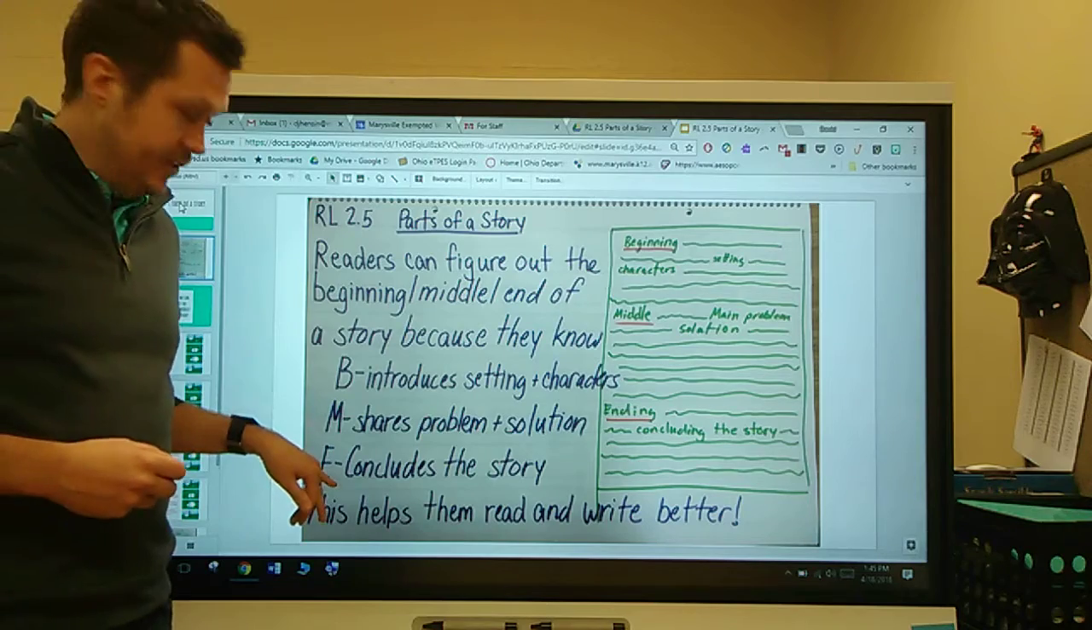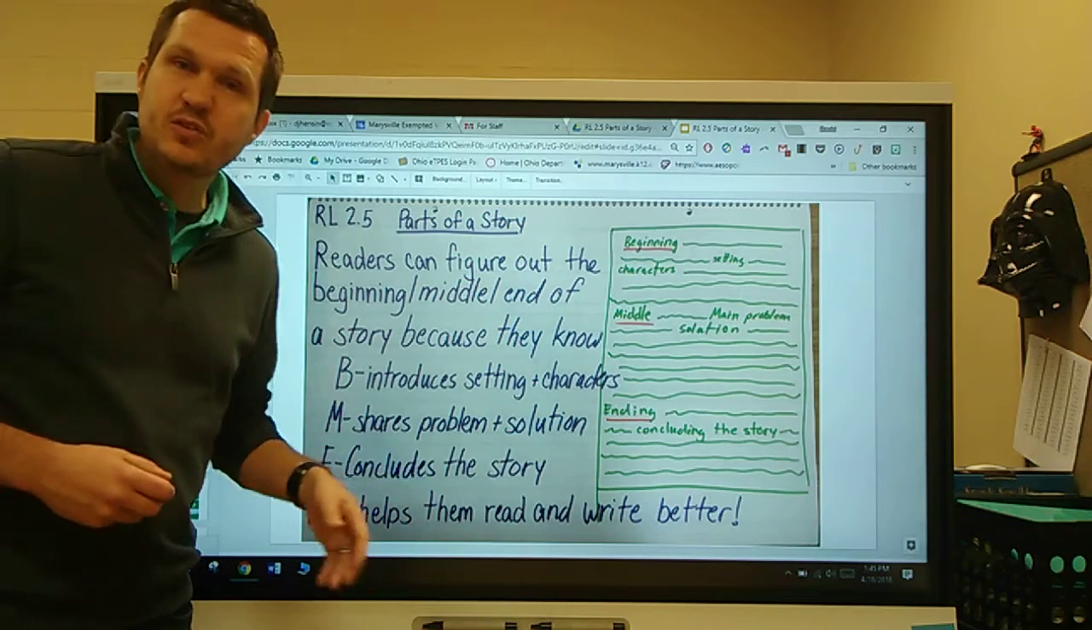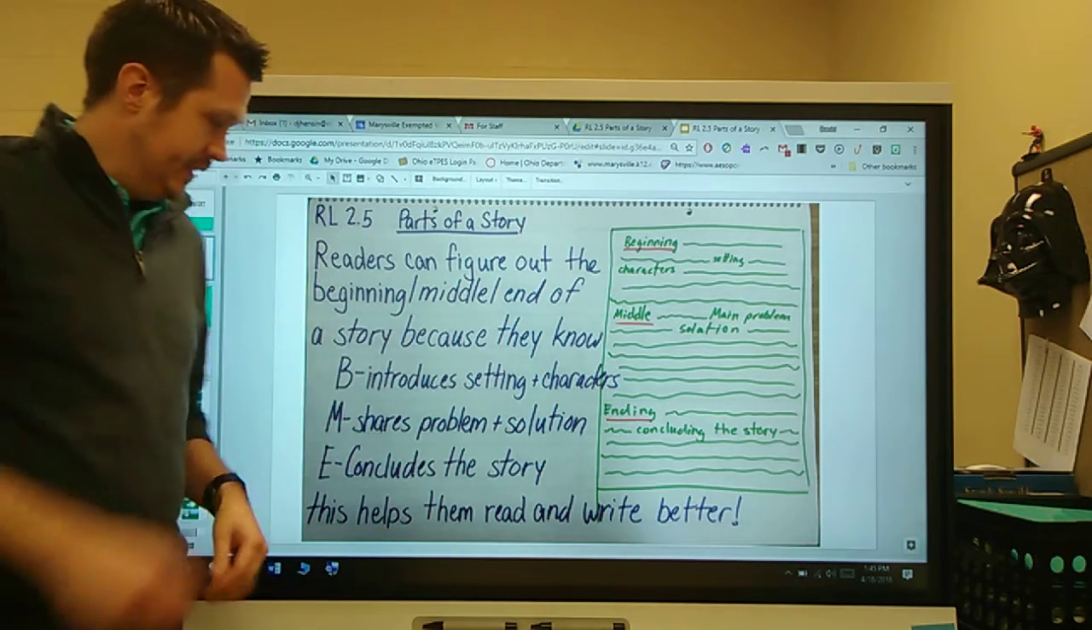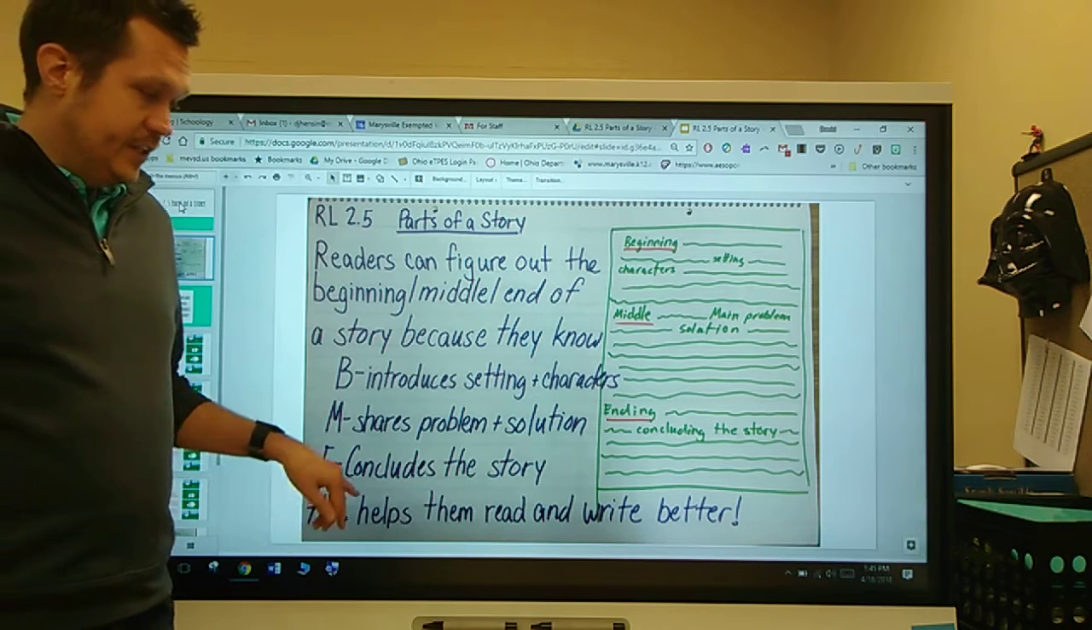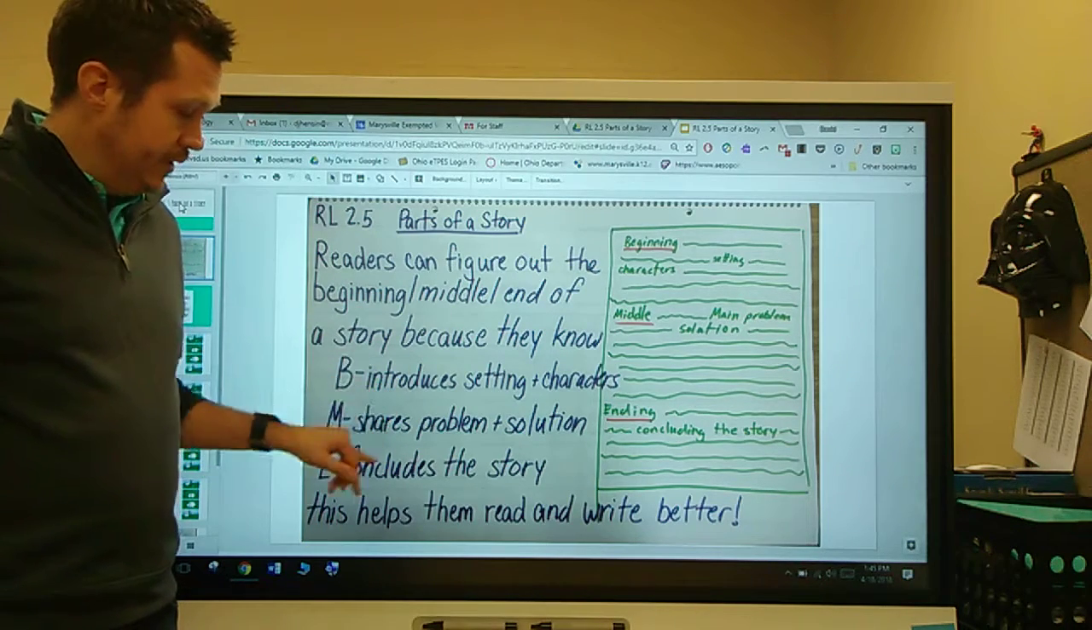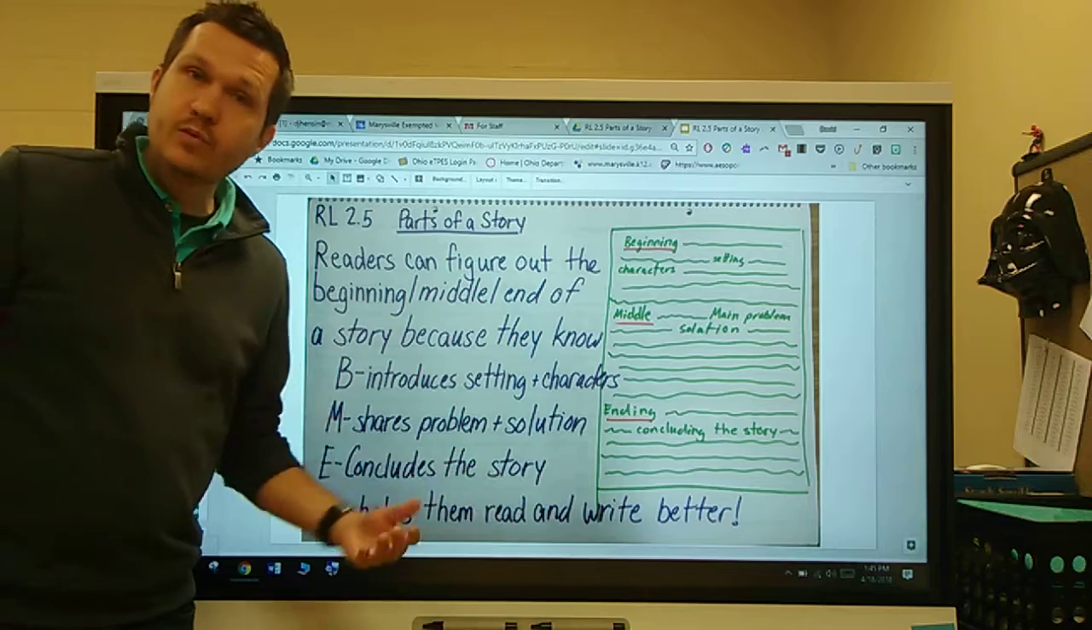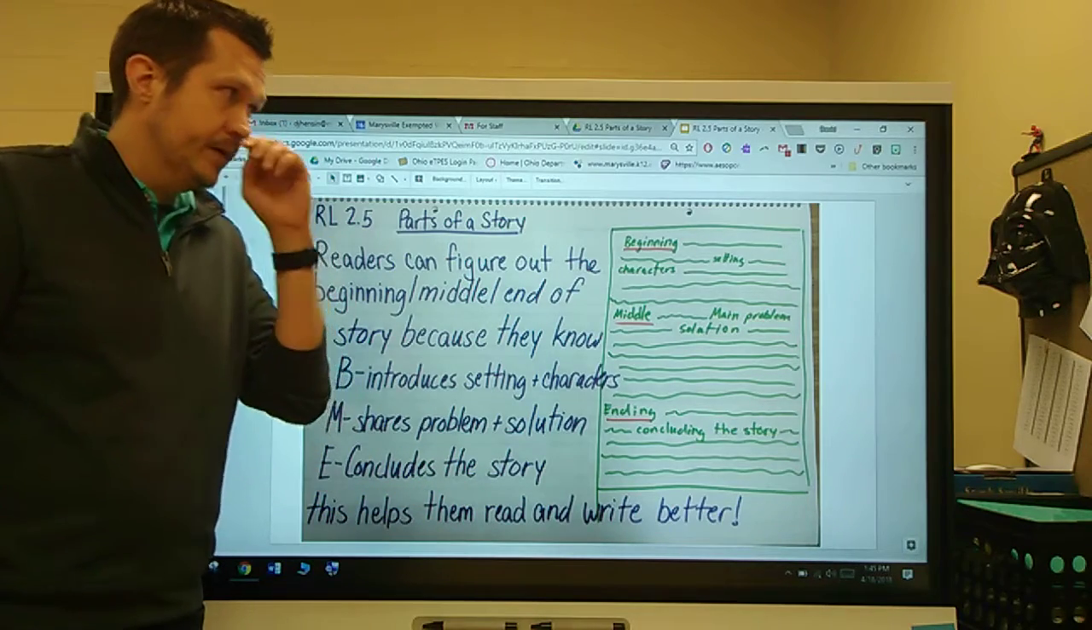And then the ending of the story, that's where the story concludes, where the author starts to wrap things up. The reason why readers need to be able to find the beginning, middle, and end is because it helps them read and write. It helps you become a better reader and writer.